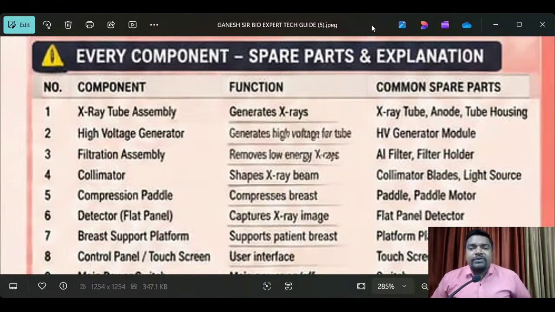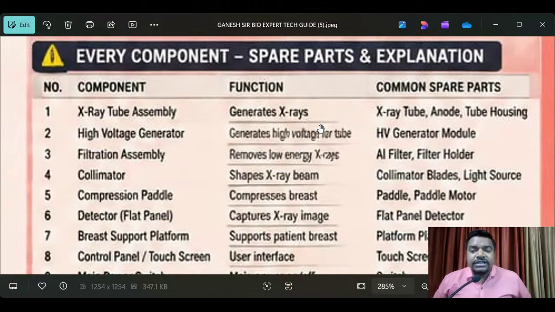Now come to the point. I want to give the electronic, electrical, technical way. I'm going to give the information on the components here, and I'm going to read them out. Now see here: X-ray tube assembly, component name. Now, function: what will the X-ray tube assembly do? It generates the X-rays.